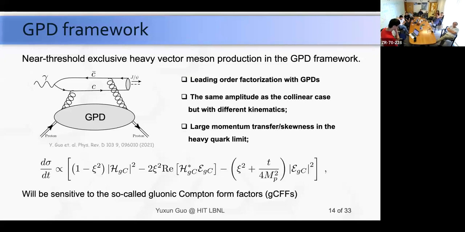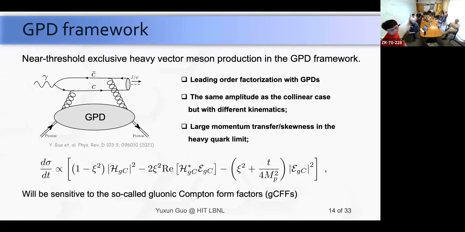Here, I will not go into the details of the calculation, but basically we study this process in the GPD framework, and unsurprisingly, it's a very similar procedure to what you would have in the collinear case. We show that to leading order, you can factorize this process with GPDs, and you actually get the same amplitude as you would imagine. This is the same Feynman diagram as the collinear production process. So it's the same amplitude, but the kinematics is very different, as we just discussed.